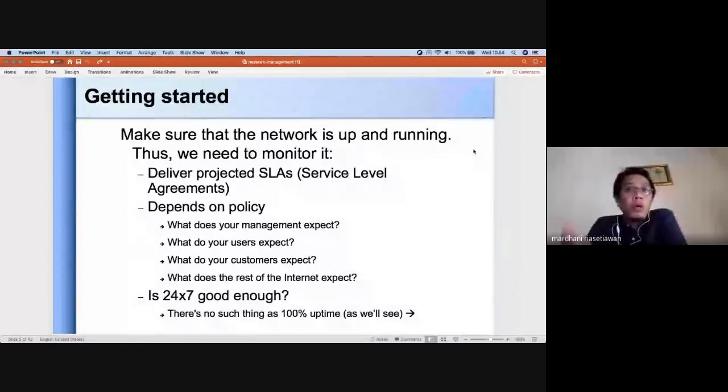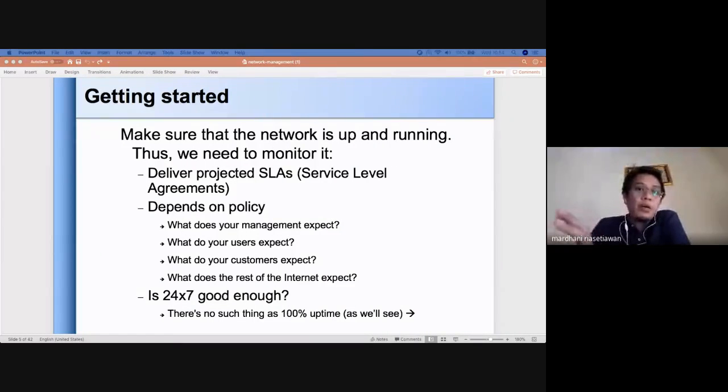So when we do network management, actually we deal with something that we need to address first. The first is we always talk about a service level agreement. In a computer network, we cannot give a 100% guarantee that the network will work well. Yeah.